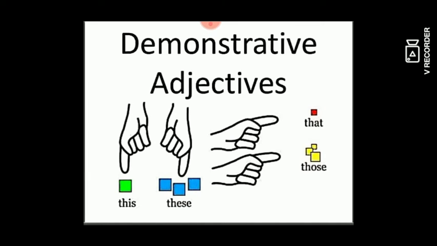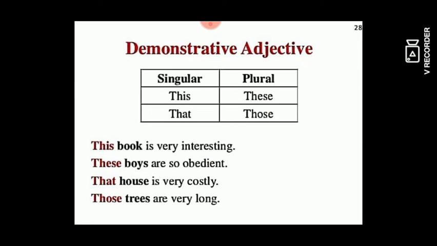The next kind of adjective is demonstrative adjectives. Demonstrative adjectives help us to point at things. We are pointing some things. Okay? So, when the object is near to you, if it is singular, you have to use this. When the object is far away from you, if it is singular, you have to use that. If the object is plural, which is near to you, you can use these. When the object is in plural and far away from you, you can use those. You can easily understand demonstrative adjectives with the help of examples.